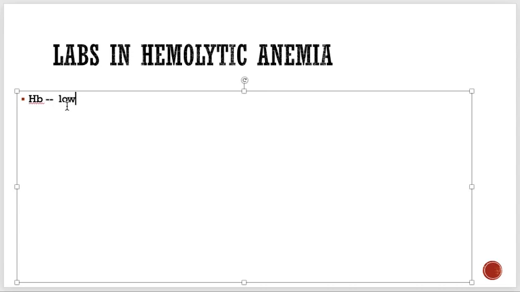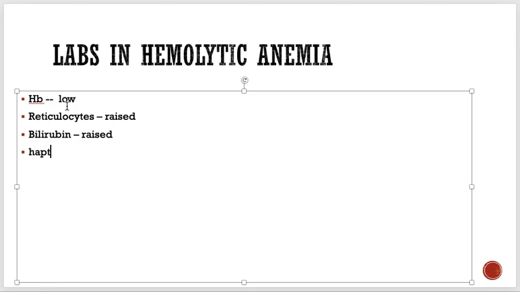Hb will be low. You are going to test for reticulocytes. Okay, it could be raised. More and more RBCs will be formed. You will check for bilirubin. Okay, bilirubin can be raised. I'm writing bilirubin in general. But bilirubin can be raised in many other conditions, right? So we need something specific.